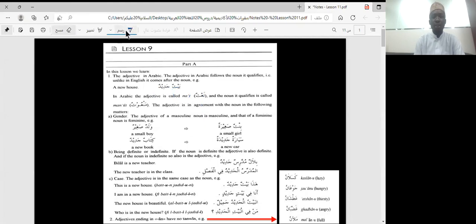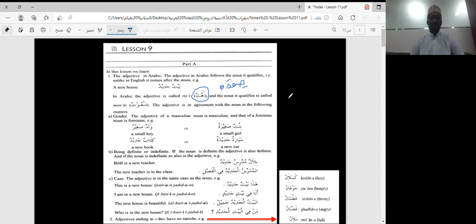We have na'at. This is na'at. It is also known as what? As sifatun. Sifa, ta with tanwin bil-dam. Sifatun. So in this lesson, inshallah, we are going to learn the adjective in Arabic language.